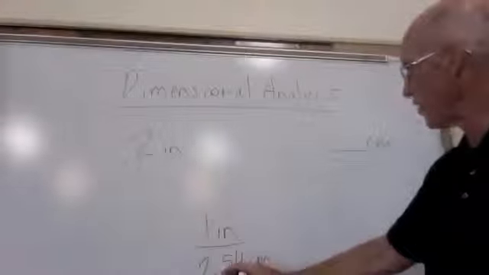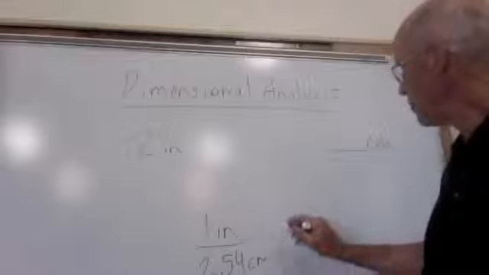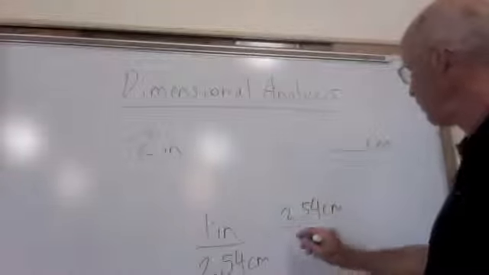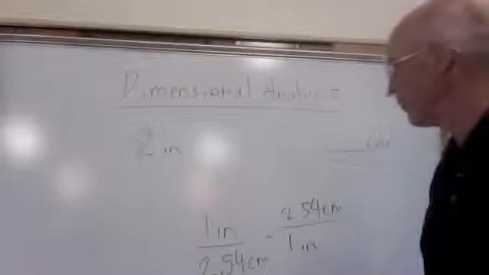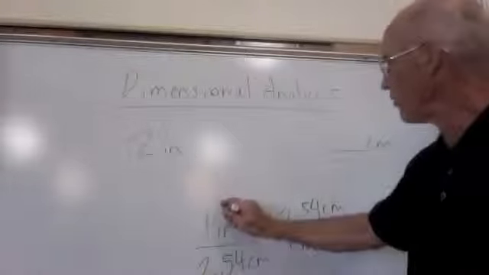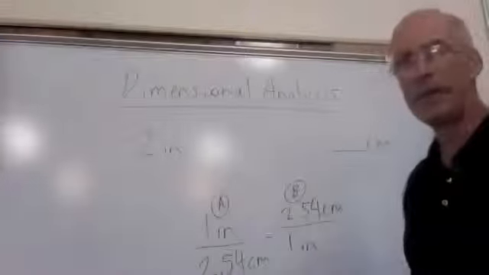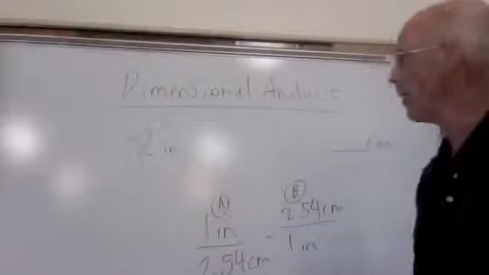1 inch is the same as 2.54 centimeters, but you know that 2.54 centimeters is the same as 1 inch. Well, which one do I want to choose? Do I want to choose A or do I want to choose B? And here's what you need to think about.